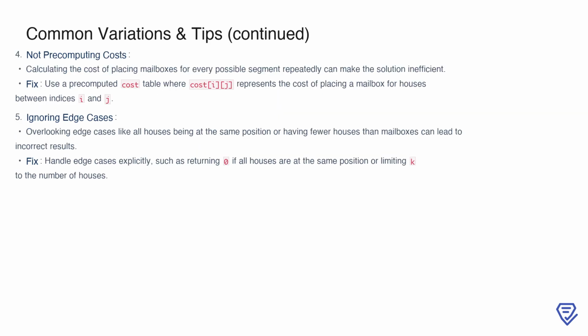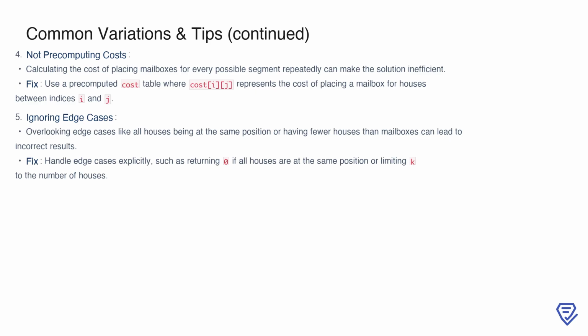Another mistake to avoid is not pre-computing the costs of placing mailboxes. If you calculate the cost for each segment of houses repeatedly during the solution, it can make the algorithm inefficient. Instead, pre-compute a cost table where cost[i][j] represents the cost of placing a mailbox for houses between indices i and j. This saves significant computation time during the DP transitions.